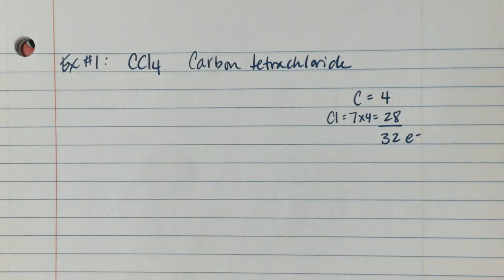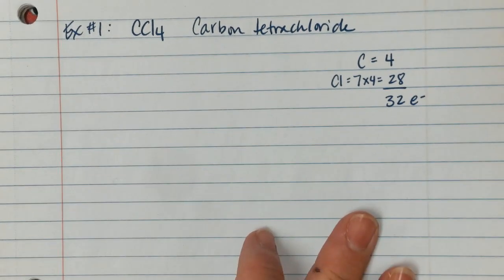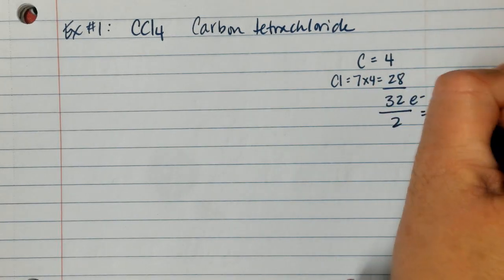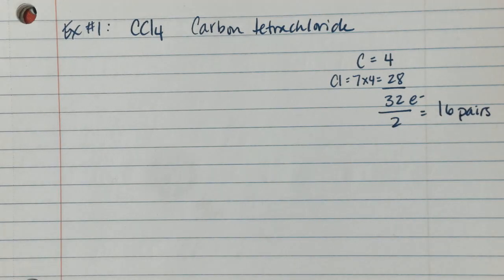Every time you're doing these, you're going to have on the side a little tally of math to keep yourself honest about how many electrons you're working with. Okay, what's the next step say to do? Divide that number by 2. So I have 16 pairs of electrons to work with. Okay, next step.